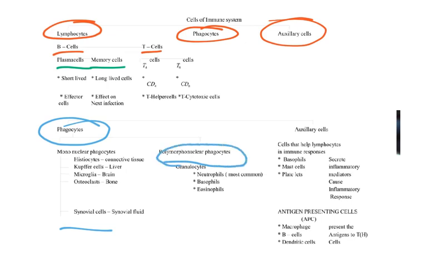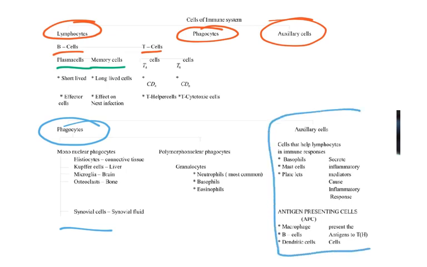The term polymorphonuclear phagocyte is most commonly used for neutrophils because of their higher percentage than basophils and eosinophils. Neutrophils, basophils and eosinophils, in general terms, we consider as polymorphonuclear phagocytes. Then let's come to the auxiliary cells. They are supporting cells which help in the immune responses. The inflammatory immune response is done by basophils, mast cells and platelets by releasing the inflammatory mediators.